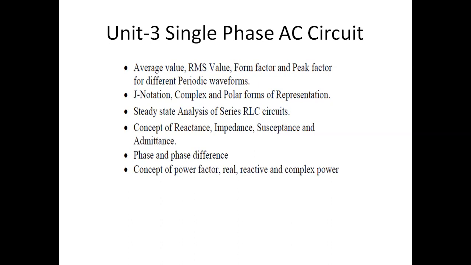So here J is an imaginary number which is the square root of minus one. That J notation is very important in single phase AC circuits because we are dealing with complex quantities. You also need some idea about the complex polar form representations. Suppose you have A plus iB, this is a complex number.